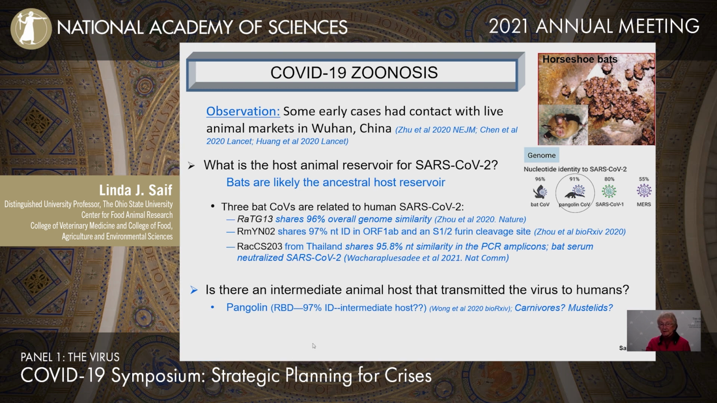Some suspect the pangolin because it has a similar receptor binding domain, similar high nucleotide identity to SARS-2. But overall, the genome identity is much lower, 91%. So other possibilities are small carnivores or mustelids in the wild animal markets. Others have shown that these raccoon dogs are also susceptible to experimental infection with SARS-2, just like they were with SARS-1.